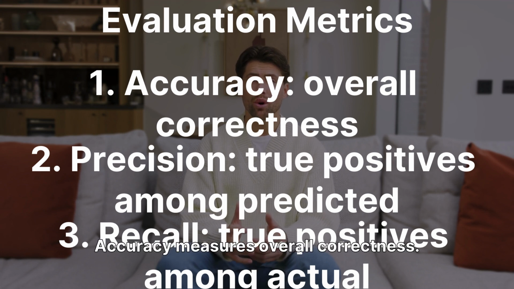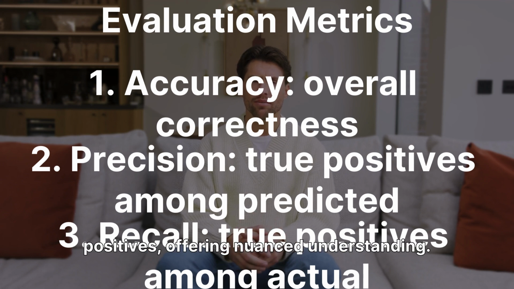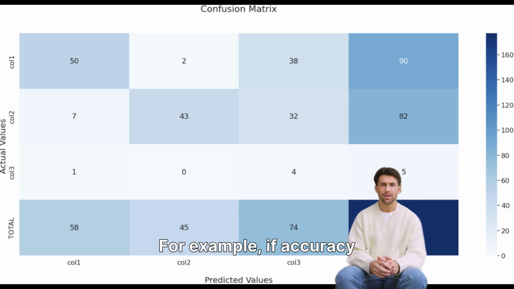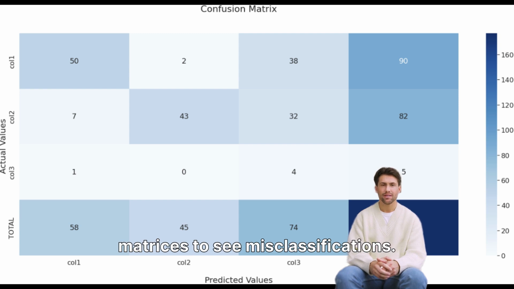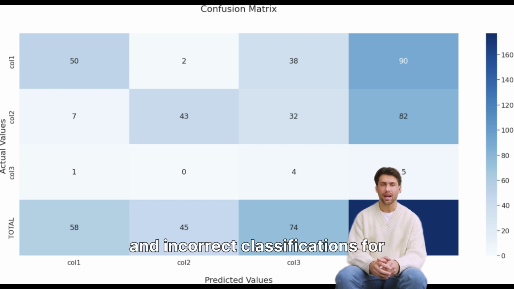Accuracy measures overall correctness. Precision indicates true positive predictions among all positives. Recall shows true positive predictions among all actual positives, offering nuanced understanding. For example, if accuracy is 85%, that's solid, but check confusion matrices to see misclassifications. These matrices provide a detailed breakdown of correct and incorrect classifications for each class, pinpointing where errors frequently occur.